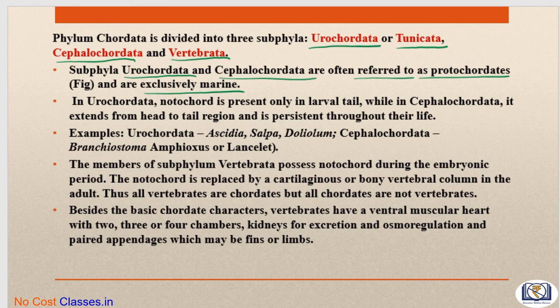So you have to remember, we are talking about these two. They are in the category of protochordates and exclusively marine in nature.